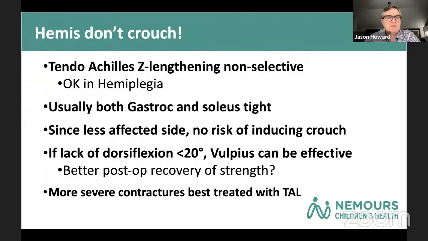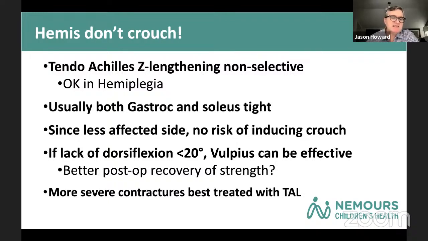But the exception, I suppose, to the rule is a hemiplegic. And my trainees will often hear me say, hemis don't crouch. They've got a fairly normal, not 100% normal, but fairly normal, less affected side that can keep them up. So a tendon Achilles Z lengthening, which is non-selective, is probably fine in hemiplegia. Although I don't do it in hemiplegia too much either, because I think the strength decrease is pretty high.